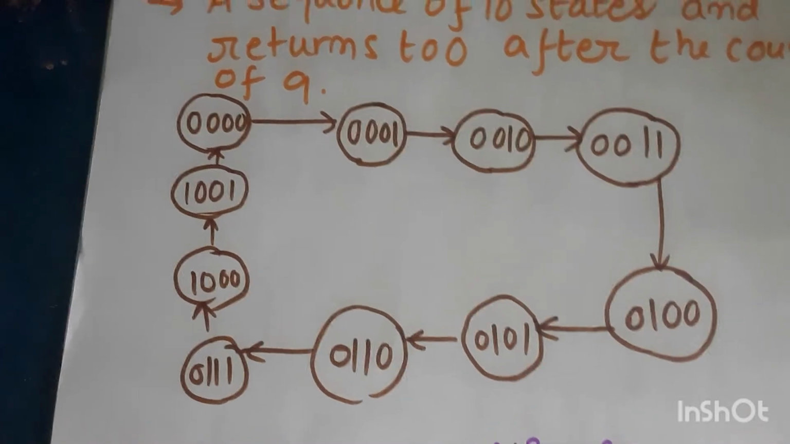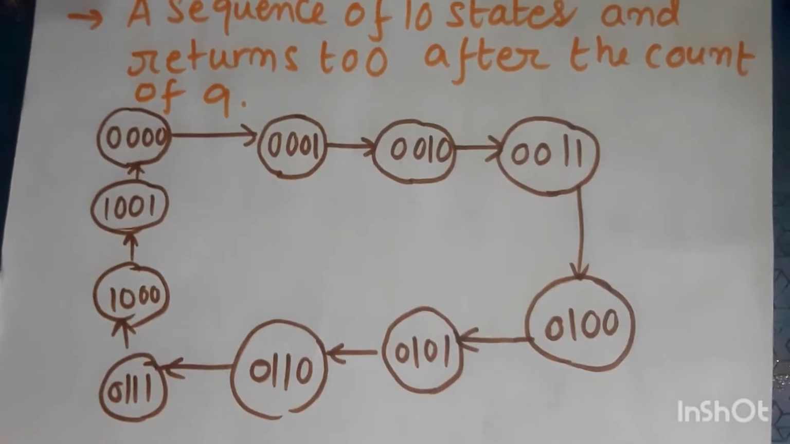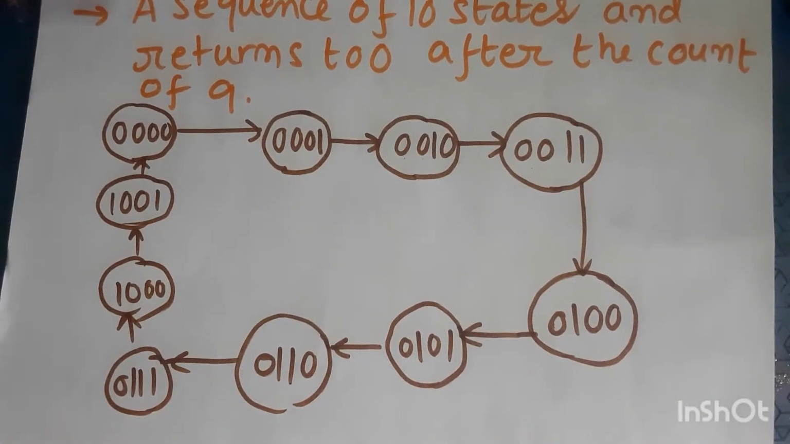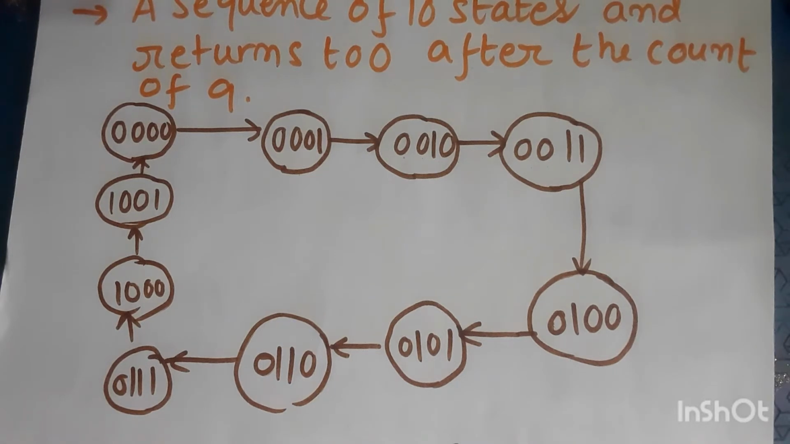Actually, the BCD ripple counter is the same as a binary counter, except that with 4 bits we can have 16 states in a binary counter, while in the ripple counter we have only 10 states, 0 to 9. From 10 to 15 are don't-care states in the ripple counter. We don't use them.